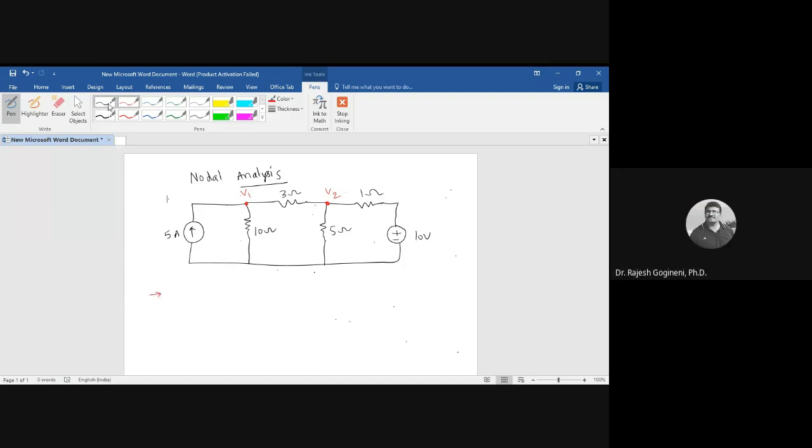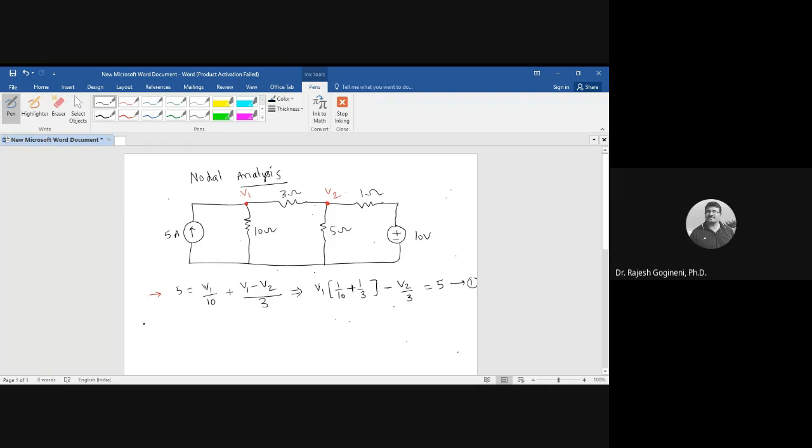What is the first equation? 5 is equal to V1 by 10 plus V1 minus V2 by 3. Yes, right. So simplify this. What are the coefficients for V1? 1 by 10 plus 1 by 3, minus V2 by 3 is equal to 5. So this is the first equation.